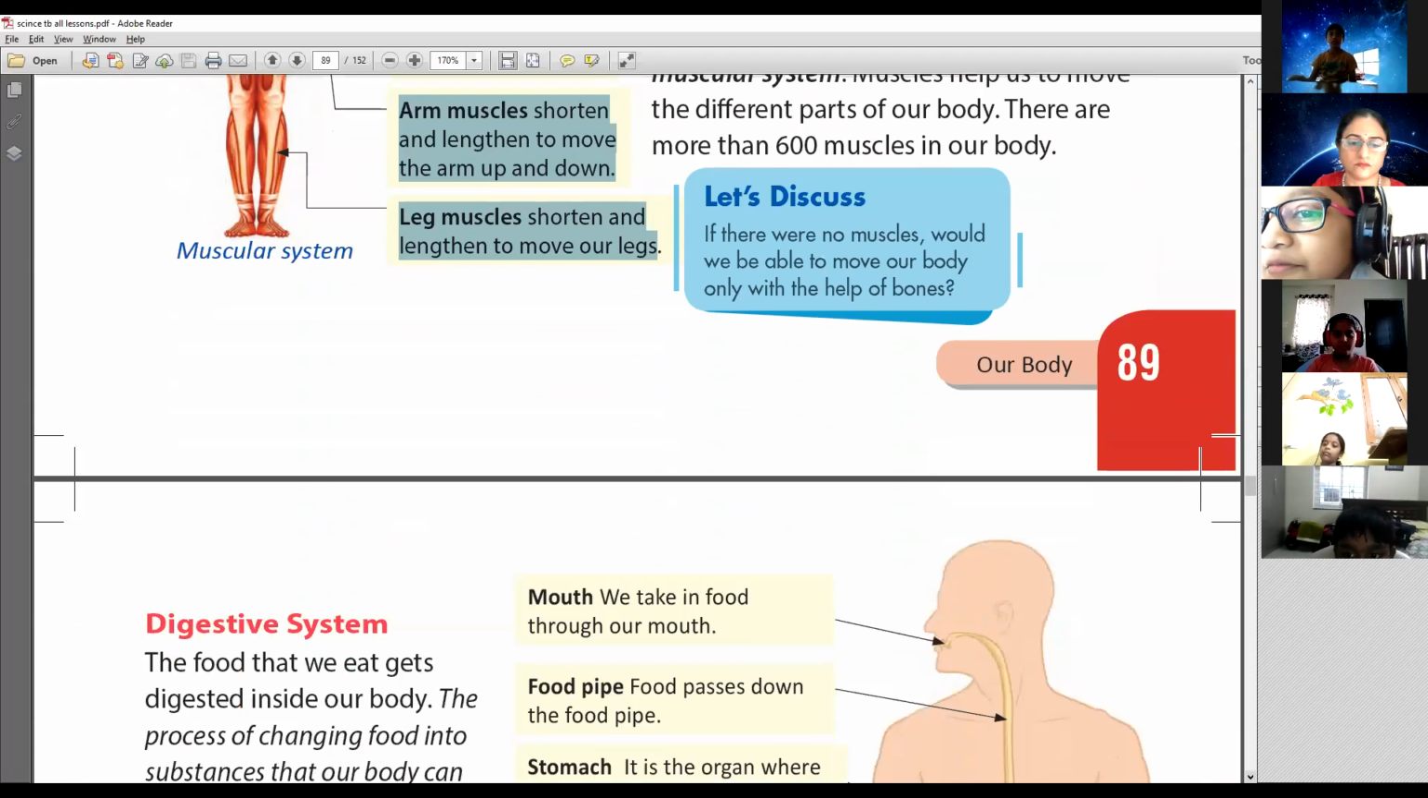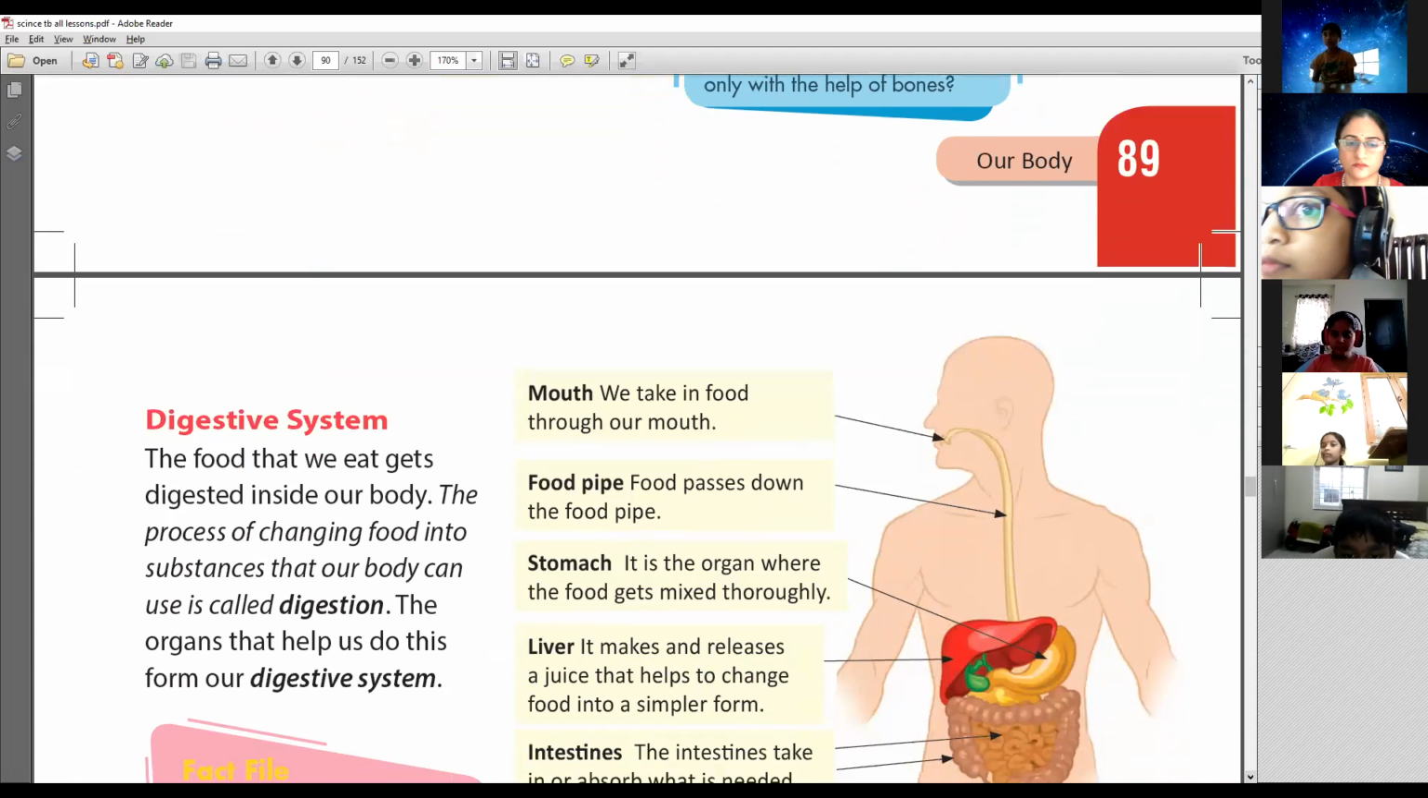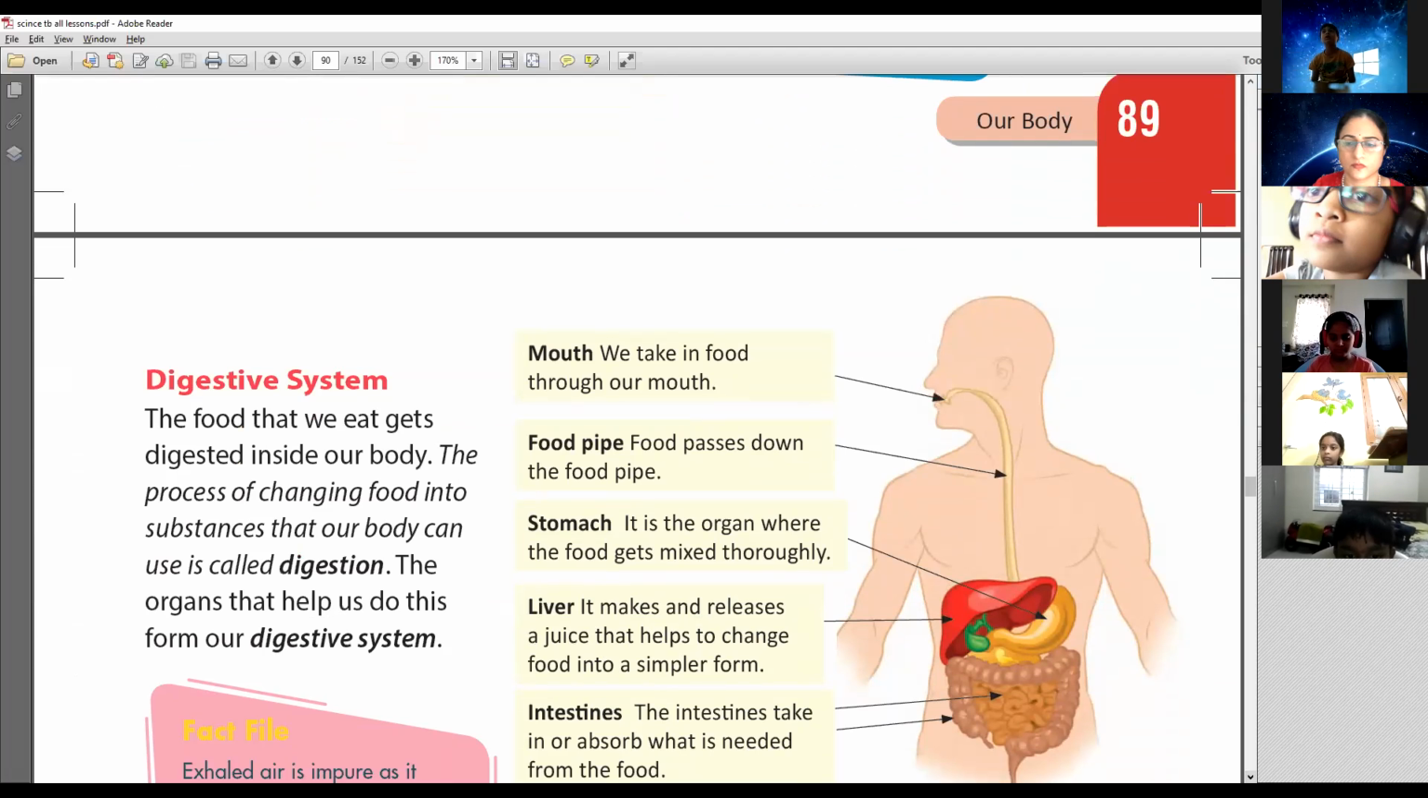Ma'am, you said Havisha should read those three points, na ma'am? Not Havisha, I asked Ashita to read the points. Yes, Kirtana, read about the digestive system points. Some other kid will be reading.